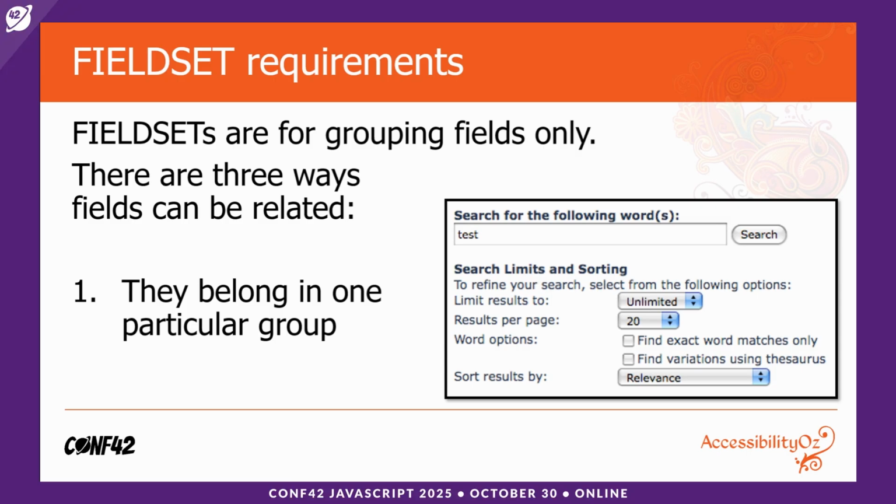Another thing to be aware of when creating forms is the use of field sets. Field sets are for grouping fields only. There are three ways fields can be related. First, they belong in one particular group. For example, you're searching and there's a bunch of search options that you can choose from. All these search options are the same thing, so actually having them grouped is a good idea.